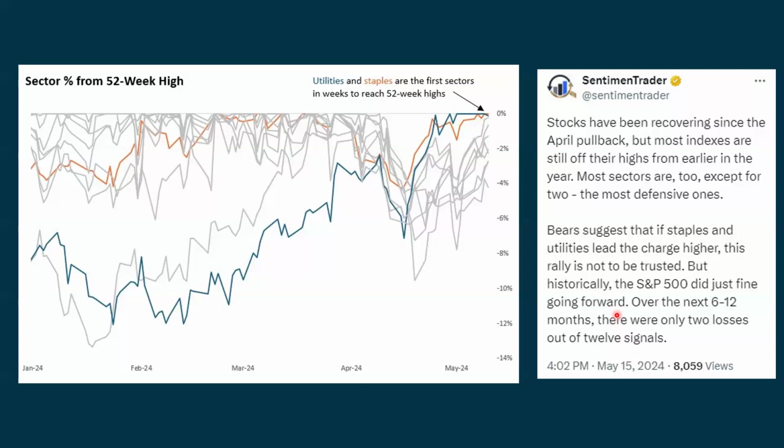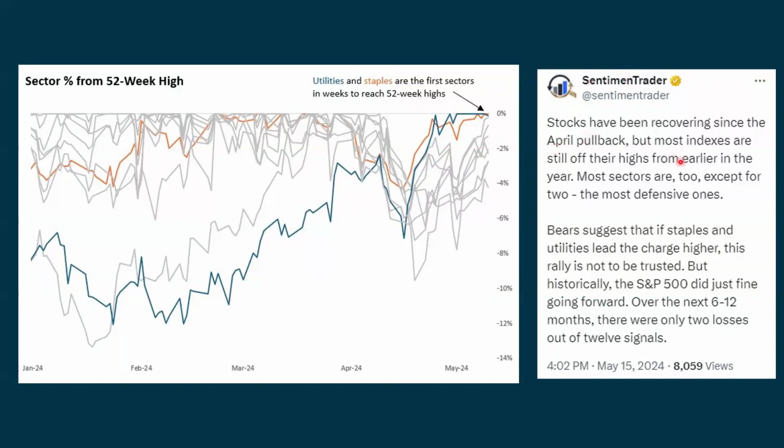The reason why this may not necessarily be a bad thing is a gentleman named Jason Goepfert. He runs a site called sentimenttrader.com, and I got this from Twitter. This is just showing how utilities and staples are the first sectors to reach 52-week highs. Now, this is a few days old. This is before we were setting all-time highs on Wednesday and Thursday and somewhat on Friday with stocks.